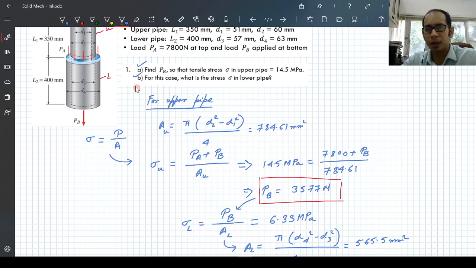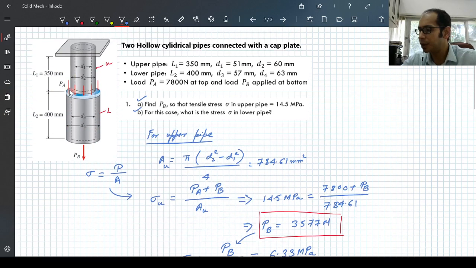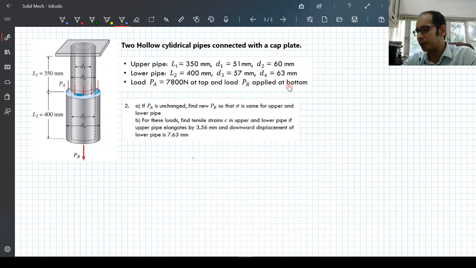The second part asks to use the same load and calculate the stresses in the lower pipe, which is quite straightforward. You have the sigma in the lower pipe as the load divided by the area of the cross section over here, right? So this question has one more part, so let's move on to the second part.